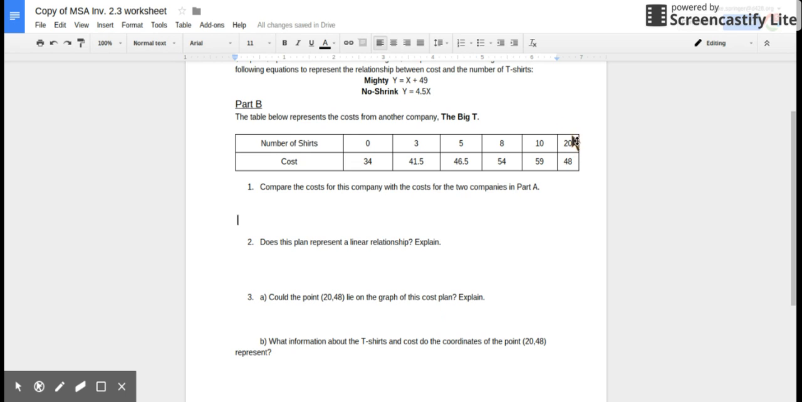Well, based on how we put in our table, 20 is in the top row with our independent variable, number of shirts, and 48 is in our bottom row with our cost. So that's what those two numbers represent.